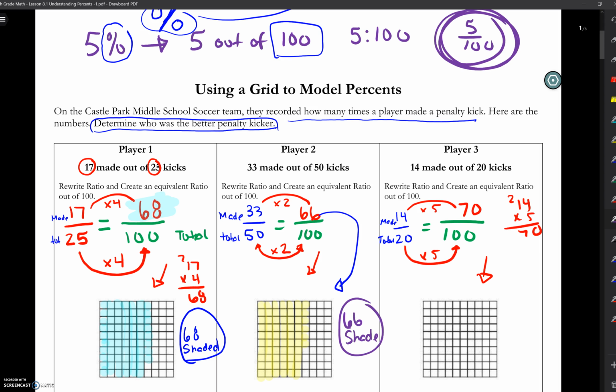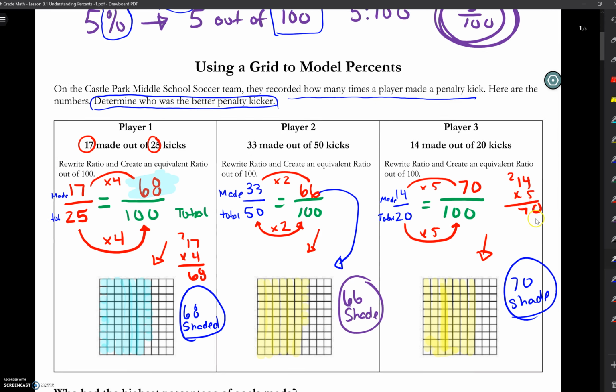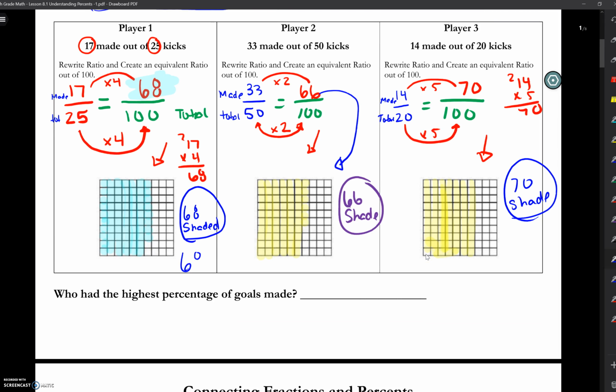Now we're going to be able to compare percents. And on this one I have 70 shaded. So I'm going to shade in 70: 10, 20, 30, 40, 50, 60, and 70. So I have 70 shaded. Since it's out of 100, this ends up being percents. This is 66%, and this is 70%.